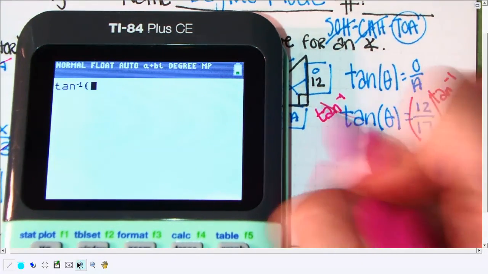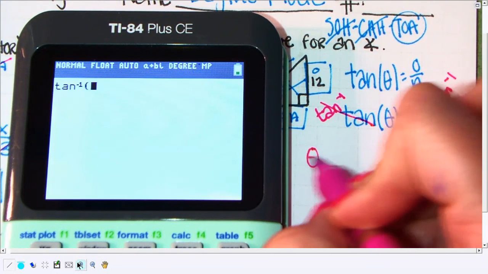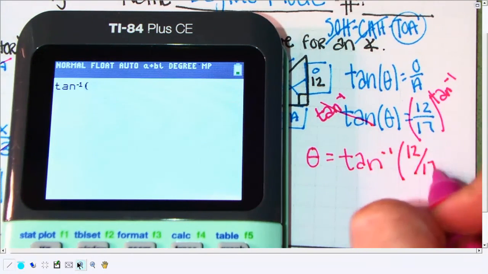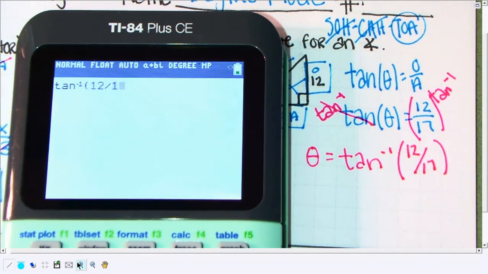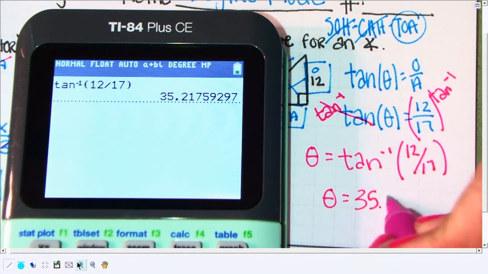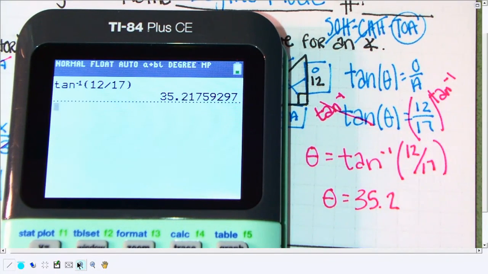So what ends up happening here is these cancel, and theta is going to equal tangent to the negative 1 of 12 over 17. So I'm going to type in the fraction. So theta equals 35.2. And you're finished.